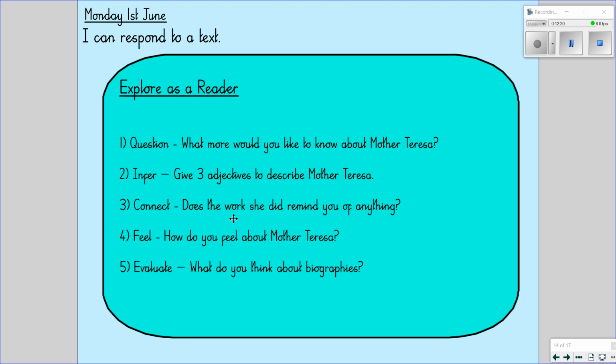Number 3, does the work she did remind you of anything? Well, I was thinking, obviously, she wasn't trained as a nurse, but obviously, like the nursing skills that our nurses at the moment in the hospitals are showing, looking after people, putting other people before herself. So there's lots of nurses and doctors around the world helping people who need it. You might think about other charities. There are lots of charities now when there's a disaster in the world, like a tsunami or an earthquake or torrential rain and flooding. Lots of charities go out, don't they? We know there's people like Médecins Sans Frontières who go out and help people where there are emergencies.